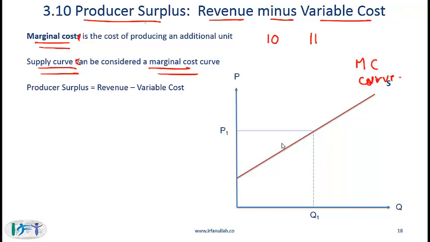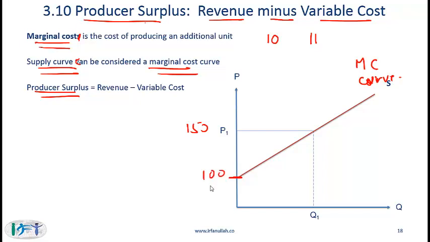Now coming to producer surplus. Imagine that based on supply and demand, the equilibrium price of a given product is 150. And say that the first item can be produced at 100.